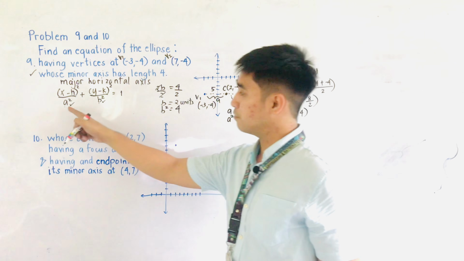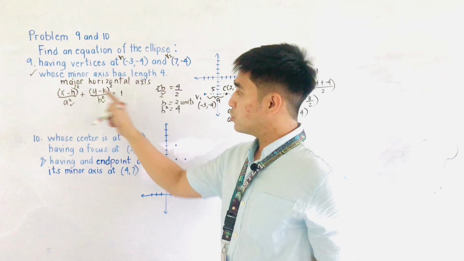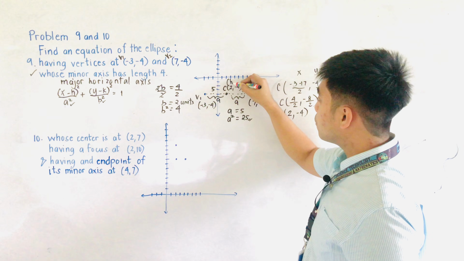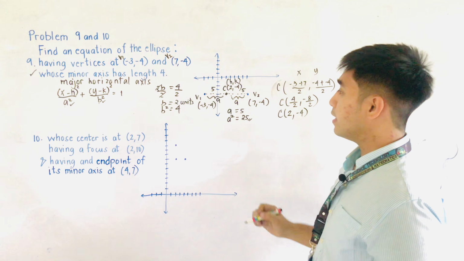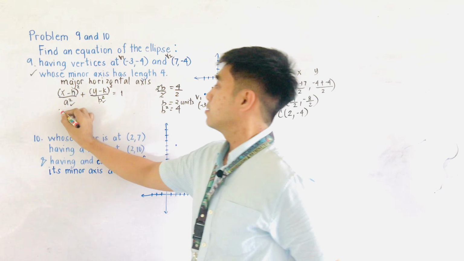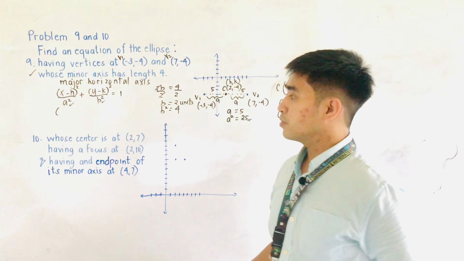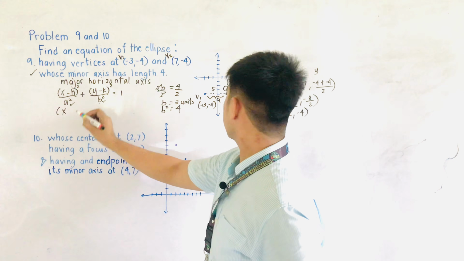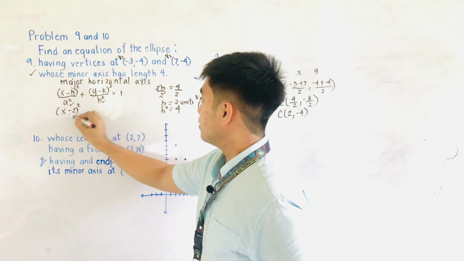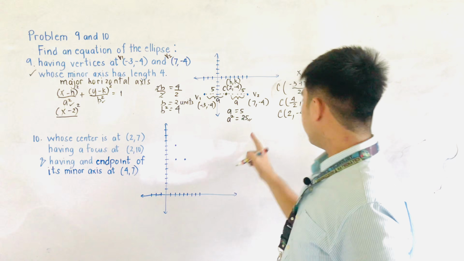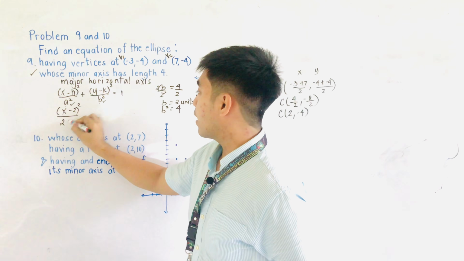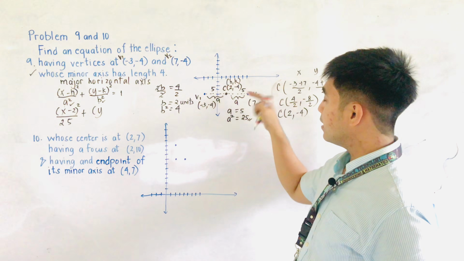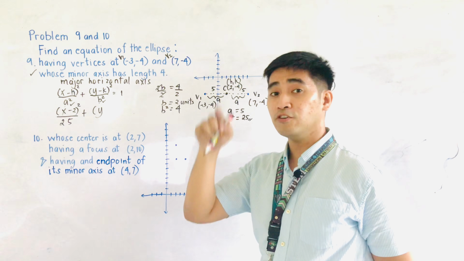We now have the values of a squared, b squared, h, and k. Again, the center is located at 2, -4. Therefore, h is equal to 2 and k is -4. Substituting this into our equation would be (x minus 2) quantity squared over a squared, which is 25, plus (y minus k). Our k is negative 4, therefore that is minus minus.